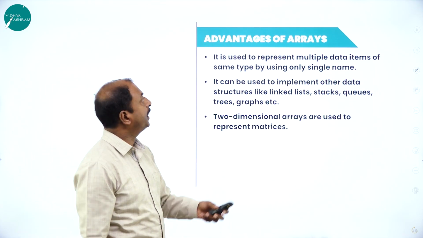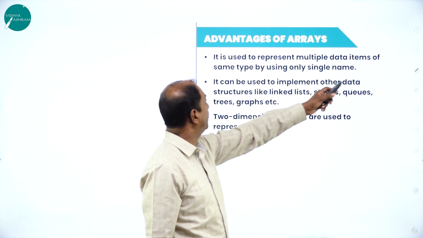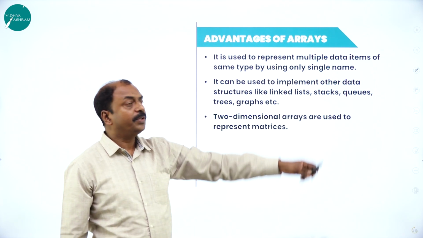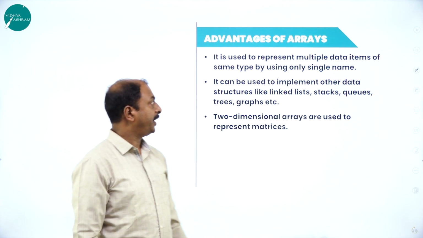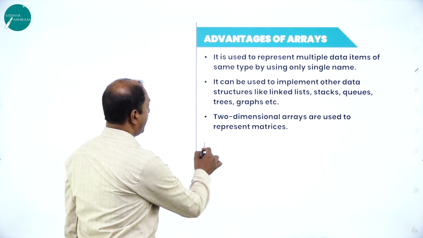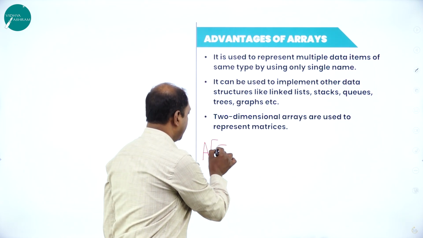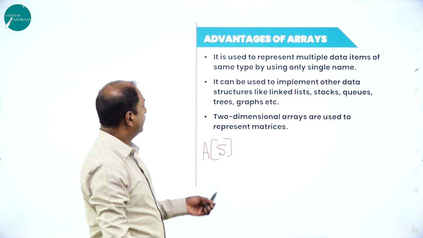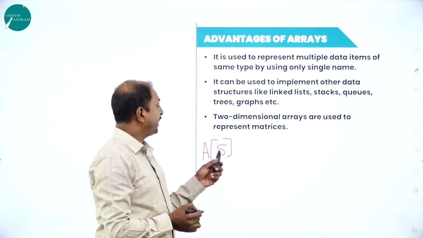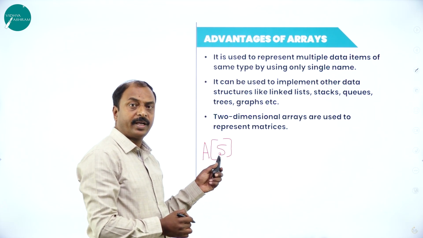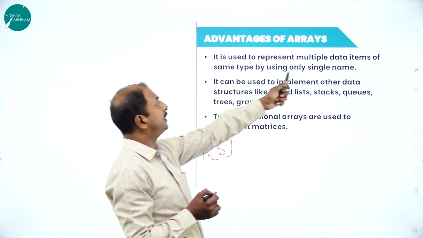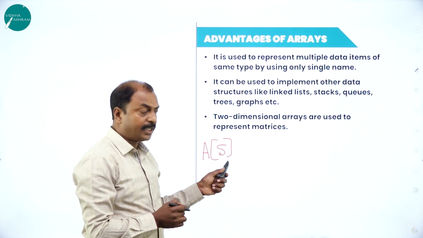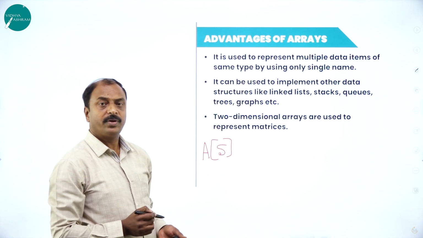Another application is that it is used to represent multiple data items of the same type by using only one single name. So this is the definition of an array. Here, you know what an array is. Normally, if array A is the name of an array with size 5, the meaning is that its size is 5. We can store 5 different values under one name. That is the meaning of this statement. So a number of values can be stored under one name. That is the advantage of an array.